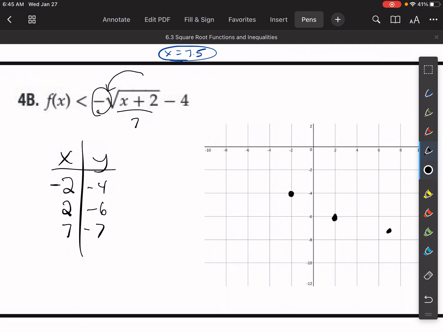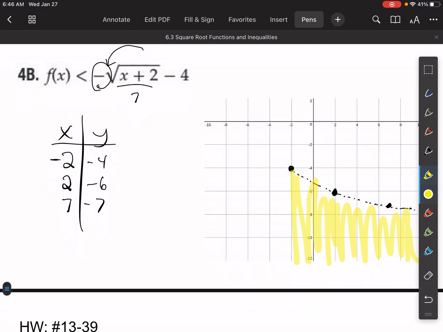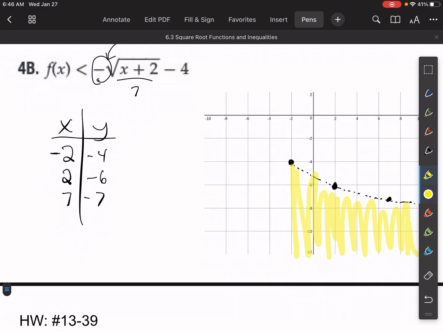And that gives me an idea. Before you connect these, look again at the inequality. We see that this is supposed to be a dotted line, so don't forget to dot that. And then it says the y values are less than this thing, so we're going to shade underneath. All right, and we're done. So that's how you do an inequality with the square root function. And that's the end of this lesson.